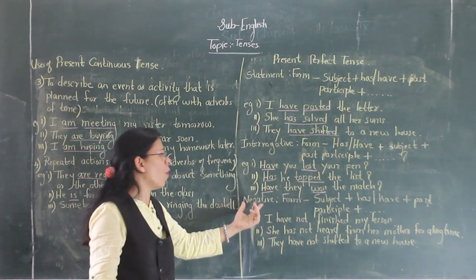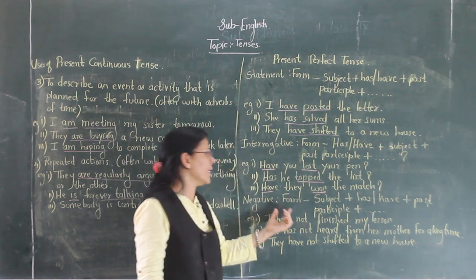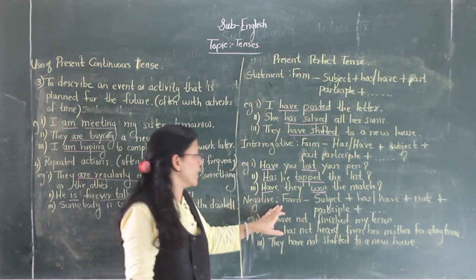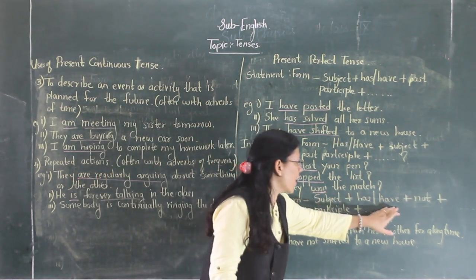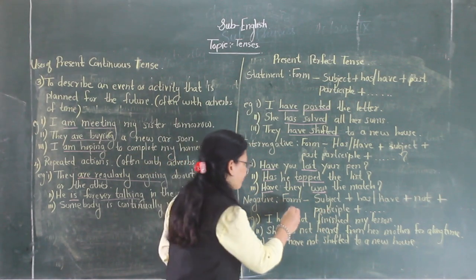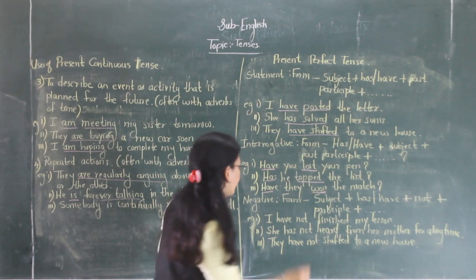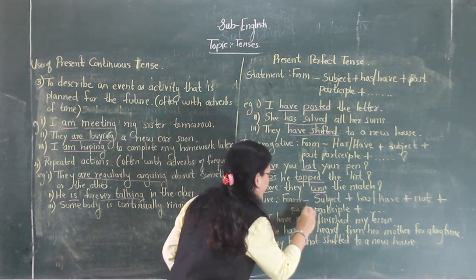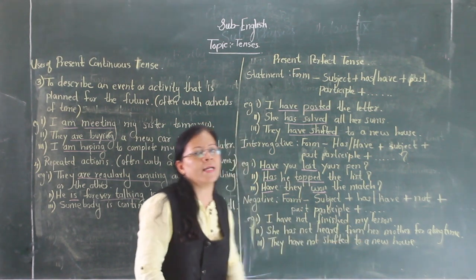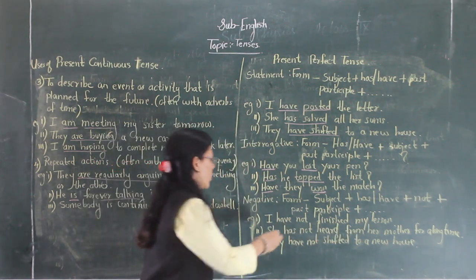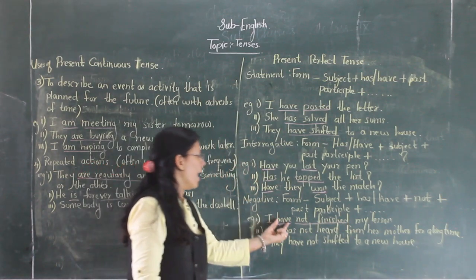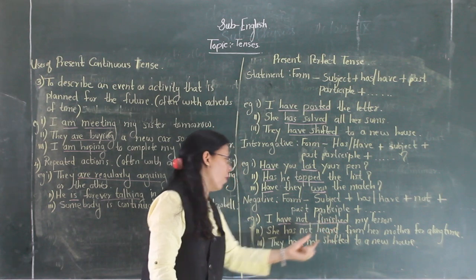Next, let us see the form of negative sentence. In negative sentence, we need to add not. The form in negative sentence is subject plus has or have plus not plus past participle. For example, I have not finished my lesson. So have not finished, negative form. Have finished is V3 form.